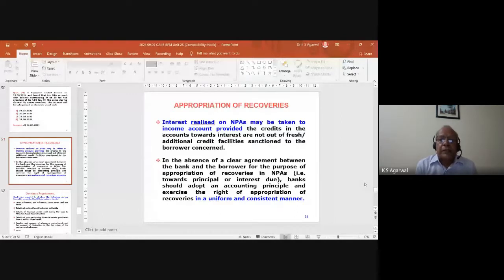The RBI guideline says, in the absence of a clear agreement between the bank and borrower for the purpose of appropriation of recoveries in NPAs, banks should adopt an accounting principle and exercise the right of appropriation of recoveries in a uniform and consistent manner. For all types of borrowers, we have to adopt the same recovery sequence. It can be first expenditure, thereafter interest, then principal, or first expenditure, then principal, then interest. So whatever criterion an individual bank adopts, it should be uniformly applicable to all borrower accounts. There cannot be any discrimination.